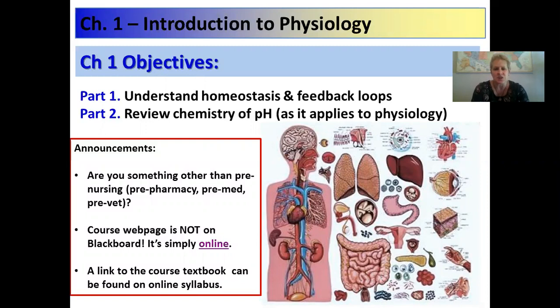And then we'll end this chapter with a little review of chemistry in terms of biochemistry and show how pH is important for maintaining homeostasis.